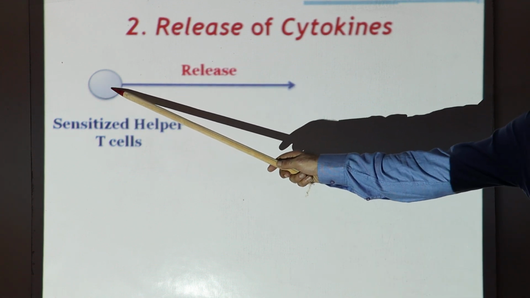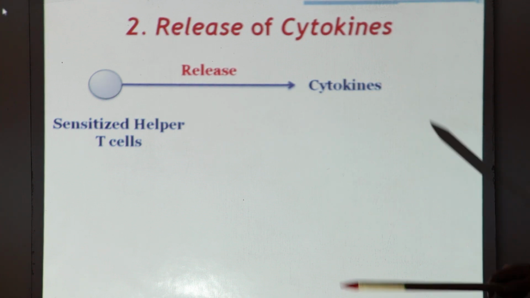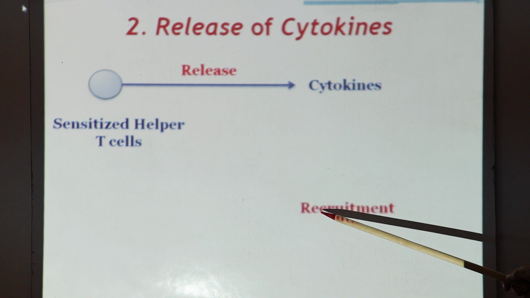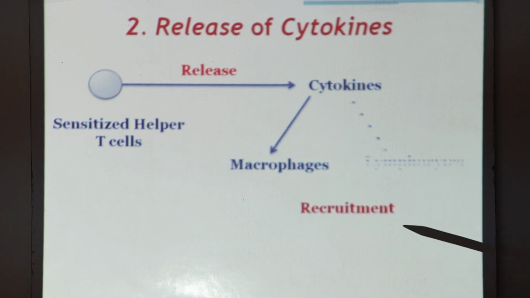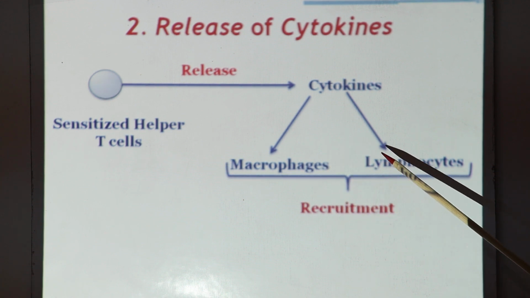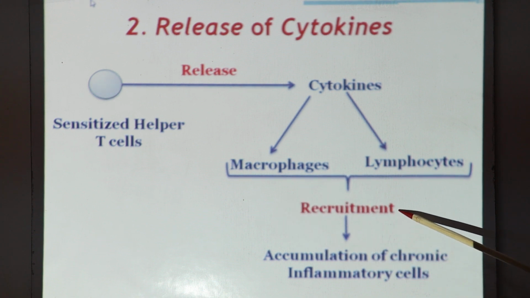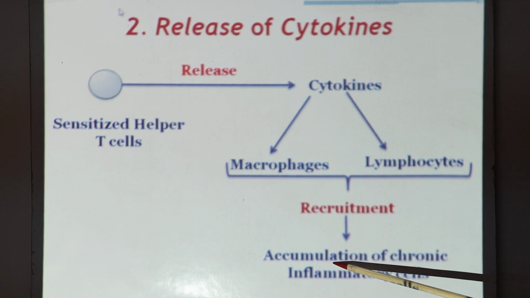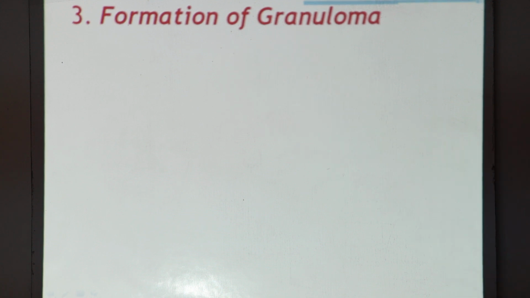These sensitized T cells release a number of cytokines. These cytokines cause recruitment of macrophages and recruitment of lymphocytes. You can say these are recruited at the site of inflammation, so we can say there is accumulation of chronic inflammatory cells. So this is the second step. Now third step, formation of granuloma.